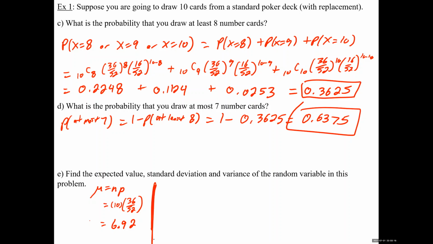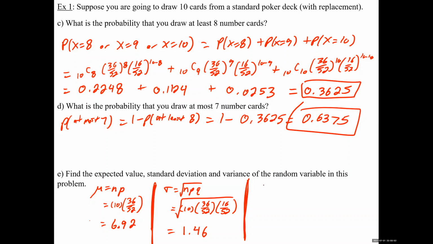To find the standard deviation, the formula, again, this only works for a binomial. The formula is square root of npq. So you just plug in 10 for n, p is 36 out of 52, q is 16 out of 52, and you square root this. Let's see. And I'm getting 1.4595 something. I'm gonna round it to 1.46.